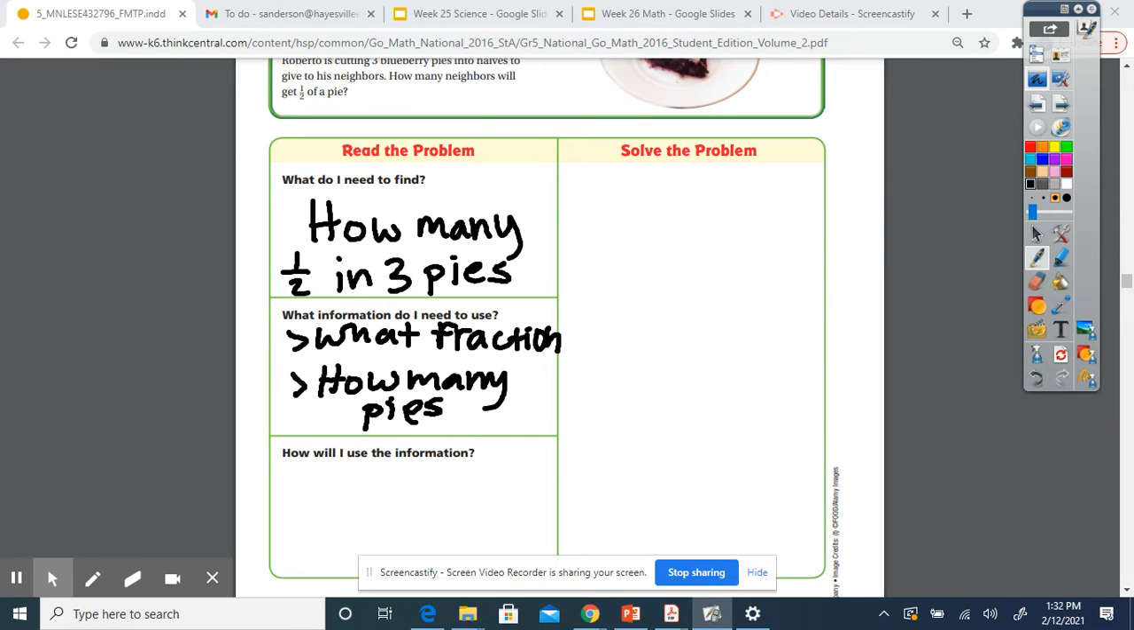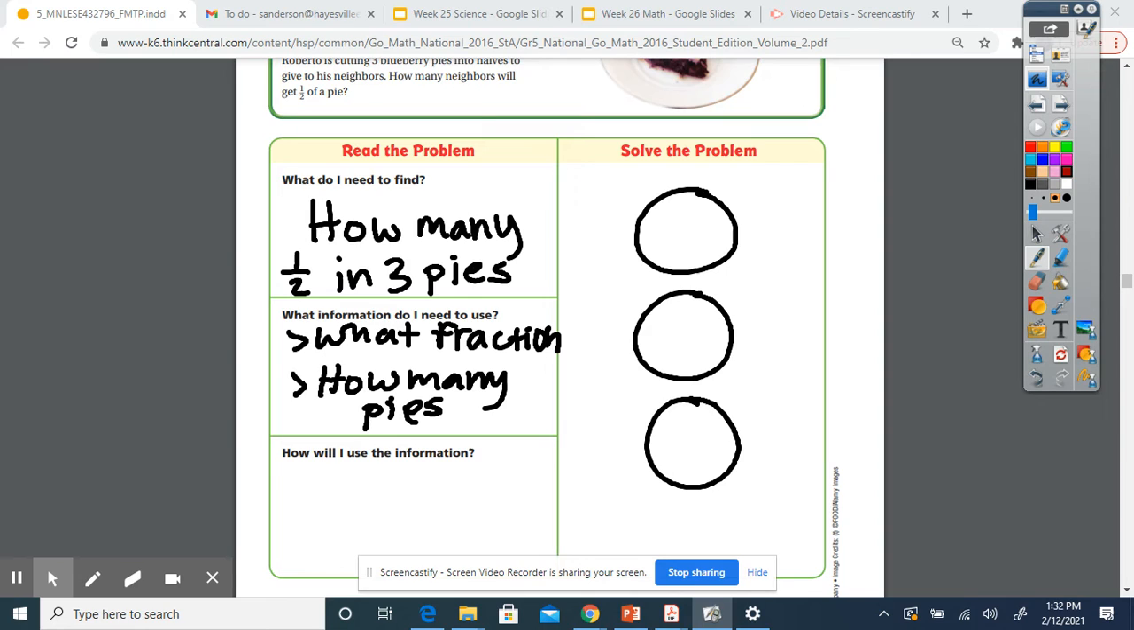since we're talking about pies and not sandwiches, I'm going to draw 3 pies. So what he has done is he has halved his 3 pies. I'm going to have that one, and have that one. What I need to know is how many halves are in these 3. I can either use multiplication or repeated addition. To use multiplication, I've got 1, 2 halves, and I've got 3 pies, which would give me 6.